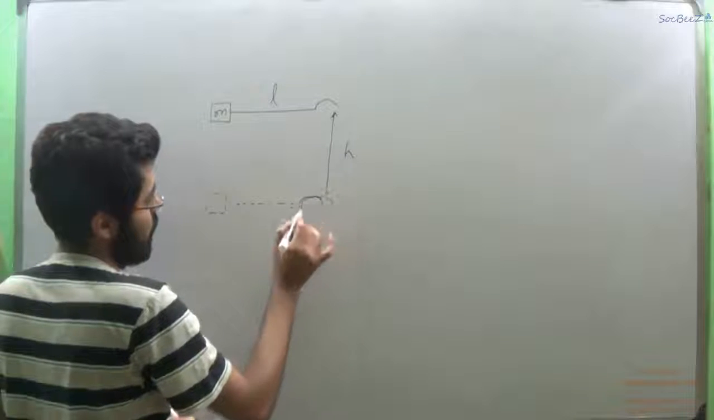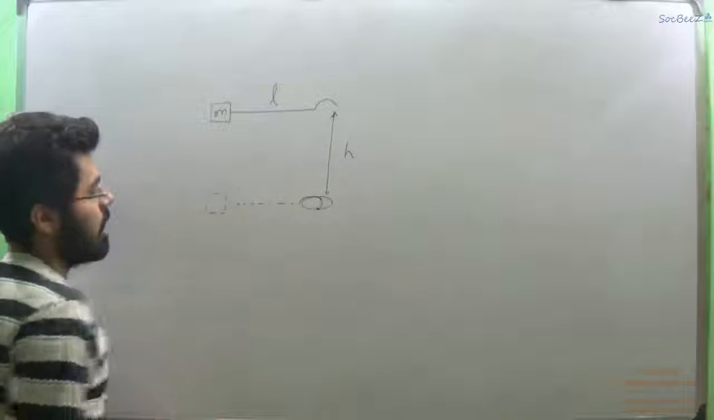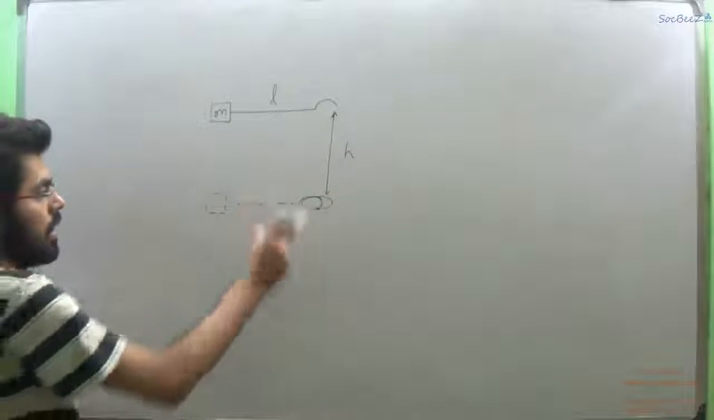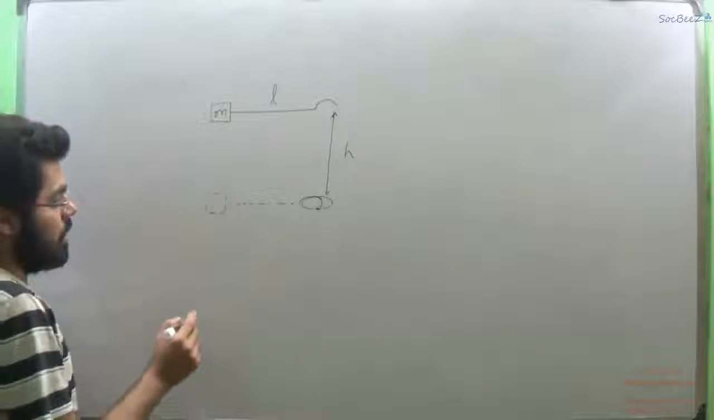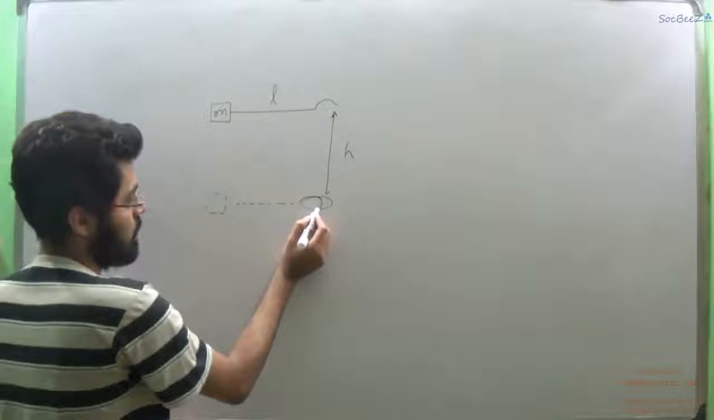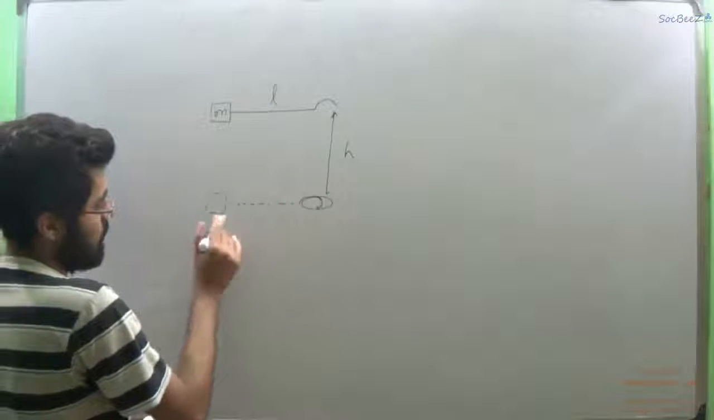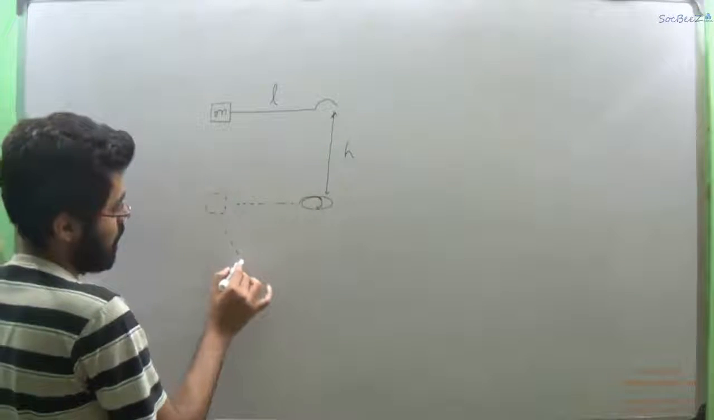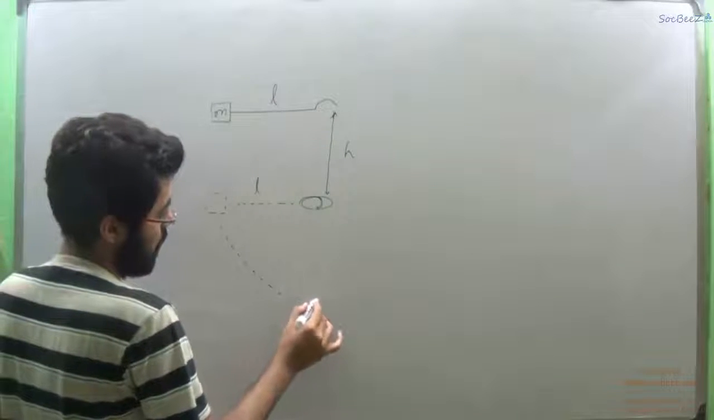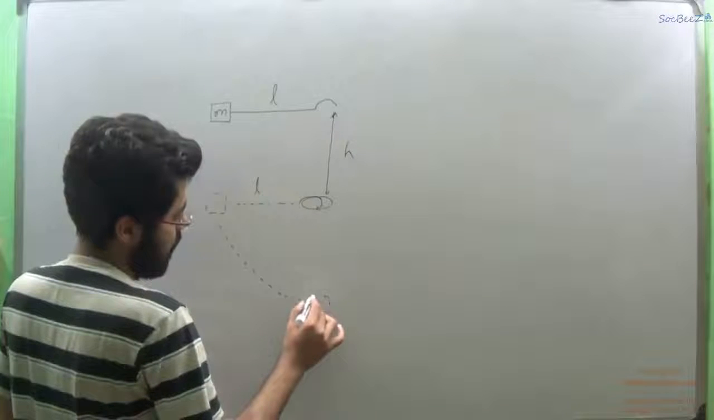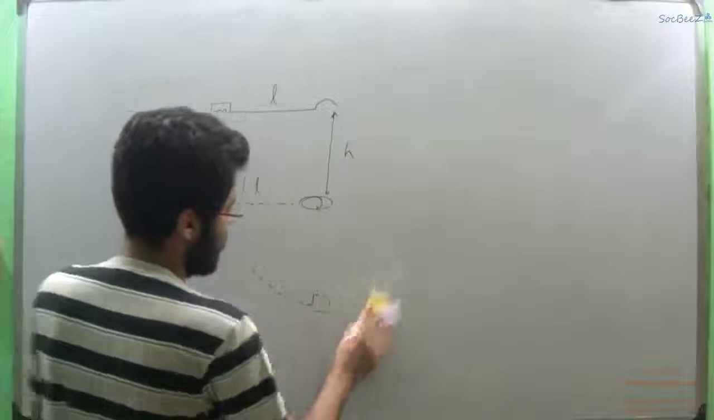where this hook will get hooked up in the ring. Once it gets hooked up in the ring, what will happen? This point gets fixed, and it cannot move further down. It means this will follow a circular track of radius L and may also start moving up.